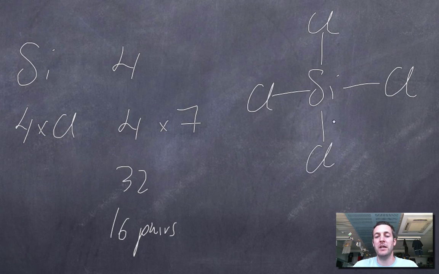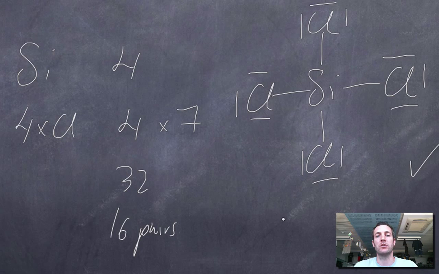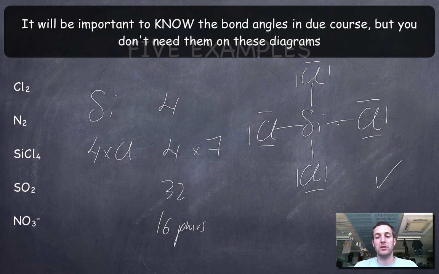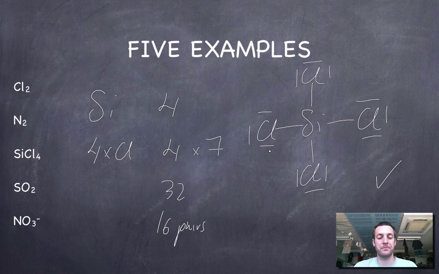We'll now fill the outer shell of all the atoms. Silicon already has 4 pairs of electrons, so it's full. I'm going to give chlorine 4 pairs of electrons by giving each one another 3 pairs. Now, how many pairs have we used? There's 4 here, 4 here, 4 here, and 4 here, so that's 16 pairs, and there's my electron diagram for silicon tetrachloride. It doesn't matter what angles these bonds are at. What's important is making sure that each atom has the correct number of electron pairs around it, and we've got the right number of bonds.